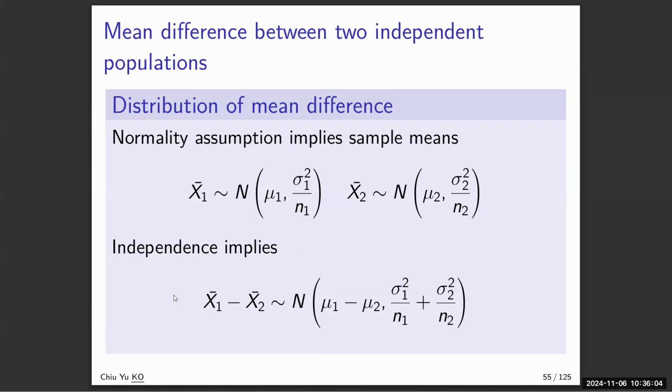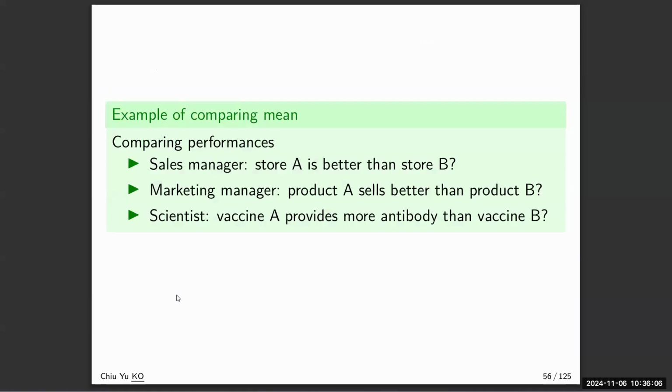The use case would be, say I want to compare two stocks, A and B, and see if A is better than B, that is, if the mean return of stock A is better than B. Or say a manager or scientist asks: is vaccine A better than vaccine B?